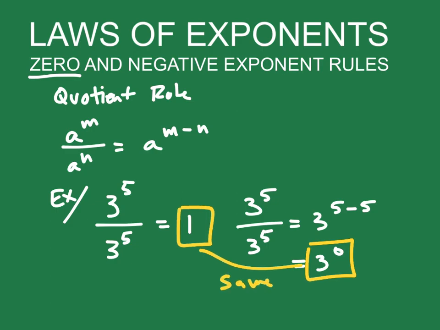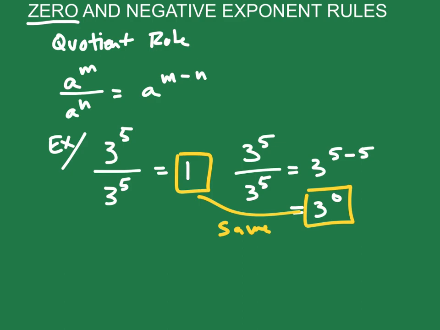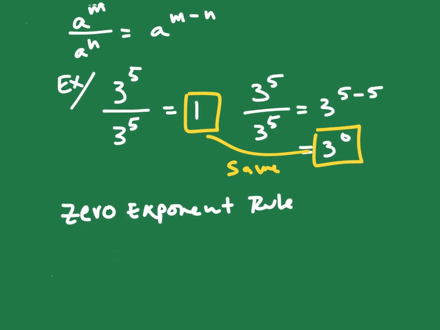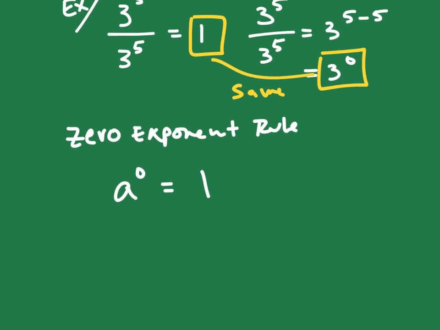Okay, so the rule that we can write, and this is the zero exponent rule, is that any number raised to the 0 power is equal to 1. All right, and if I wanted to do an example, let's just say that you had 3,247 raised to the 0 power, it would be 1. All right, so anything raised to the 0 power is 1.